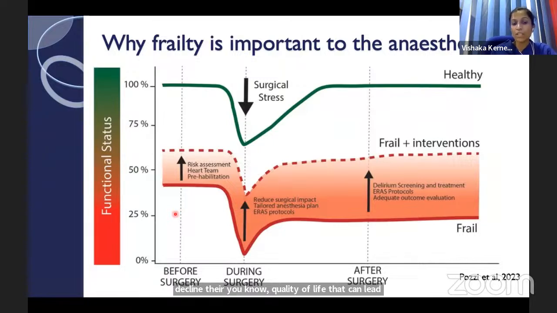So that is why we need special tools like rehabilitation, ERAS protocol, and a tailored anesthetic plan. Not only that, sometimes ICU and HDU stay to optimize and manage these patients very carefully. So that is why we need to find and look for these patients in our everyday life. And it is very difficult for us to escape from this problem.